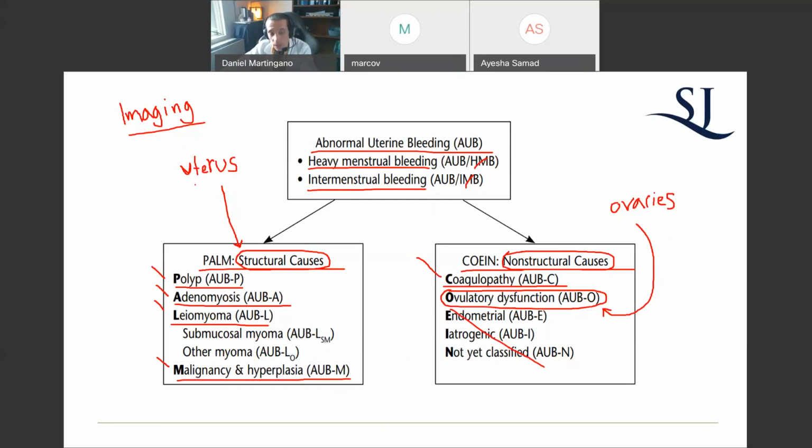So those are your structural causes, but in tandem with ordering your imaging, you're also going to evaluate if you have a coagulopathy or ovulatory dysfunction as well with certain tests. But these are all laboratory tests. Okay, so they're labs, which I'll explain. But at least you know your fork in the road. You're getting imaging to review some structural cause, and some labs to do these, and this is your initial workup with suspicion for what may be involved.